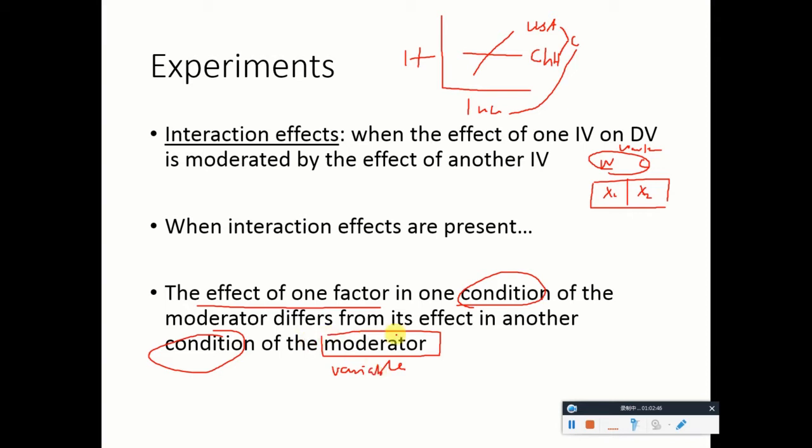So this sentence simply means the effect of one variable will be one thing. Let's say the effect of one factor in one condition of the moderator, let's denote that as y1, and let's denote the effect of one factor, its effect, in another condition of the moderator as y2. So this sentence simply means if there's a difference between y1 and y2, then we have a moderation effect, or we have an interaction effect. Simple, huh? Okay, let's be more concrete.